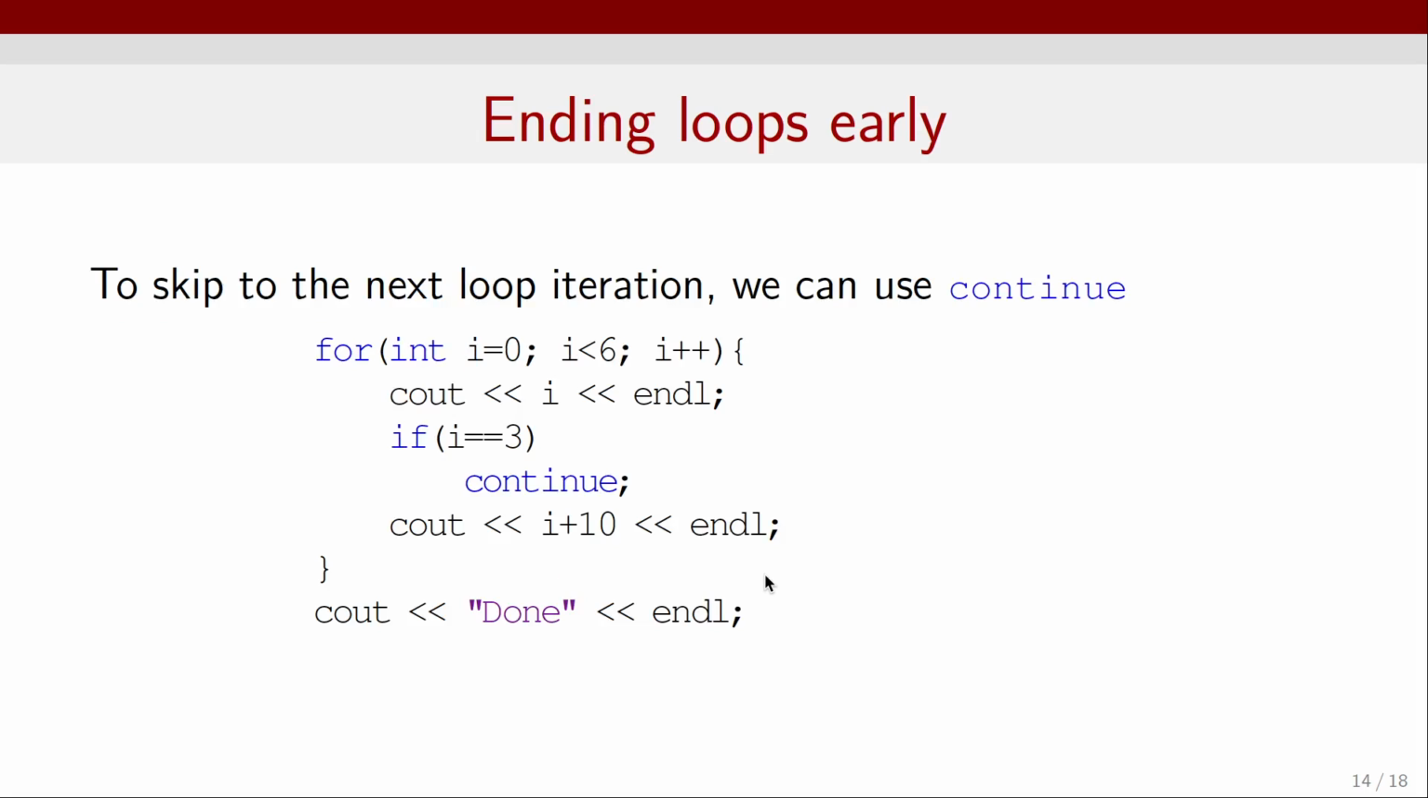To skip to the next loop iteration, one can use the command continue. So in this case, you have the same for loop as before, except now instead of break, we have continue here. And if I takes the value 3, we continue, and that skips to the next loop iteration. And then you print out the value of I plus 10 to the screen, and so on.